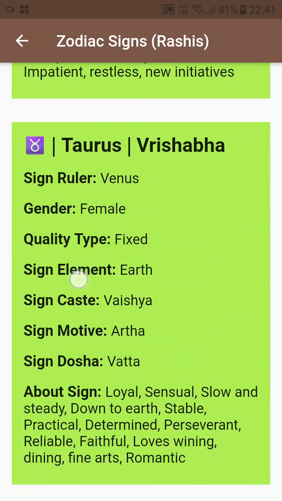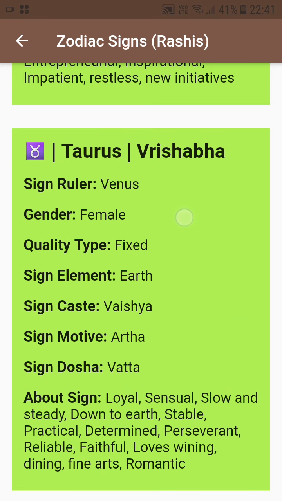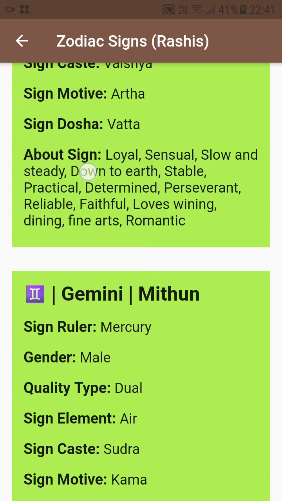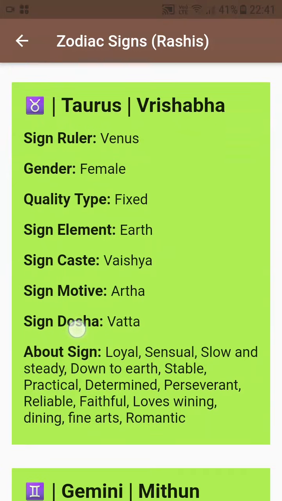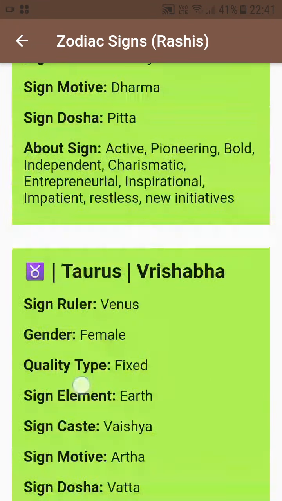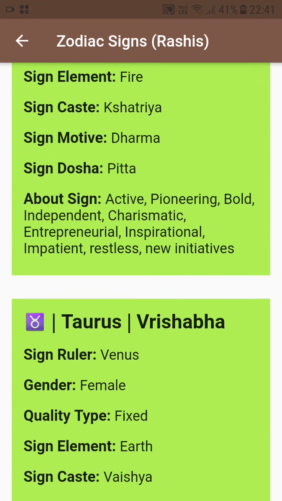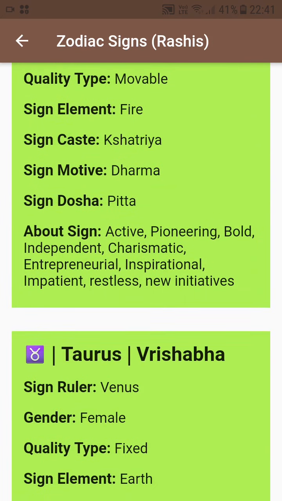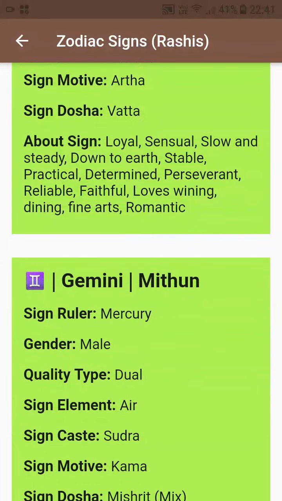Yeah, so that's a brief on this Taurus, Vrishabha Rashi. Let's move on to the third Rashi. Again, this is fire, this is earth, and fire Rashis are mostly action oriented, like dharma. Okay, I'll talk about that later in later videos.